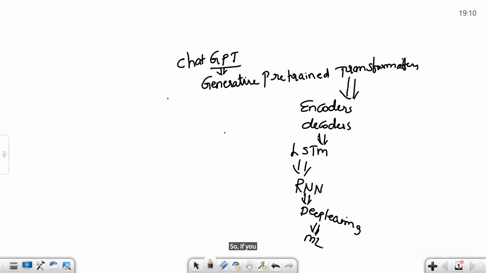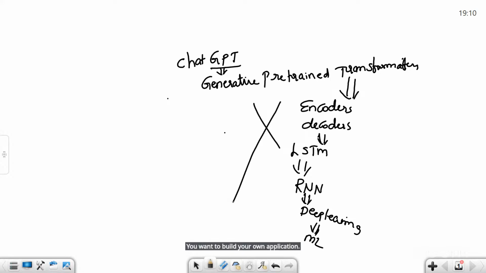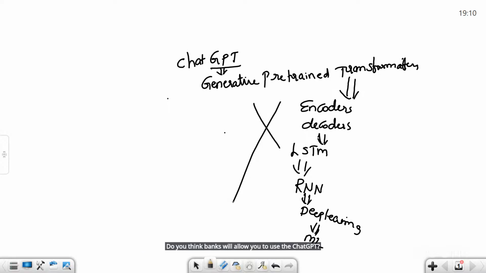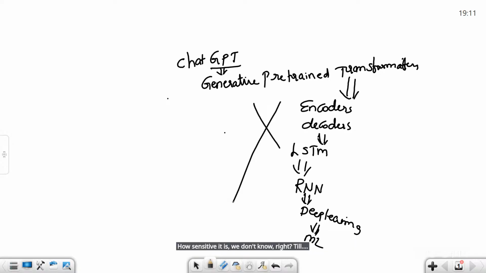If you want to utilize the existing ChatGPT, you don't need all this. But if you want to build your own application, let's say Shiva, you're working in a bank, or Mohan, you're working in a bank. Do you think the bank will allow you to use ChatGPT? No. They ask you to create your own application. Now we have guardrails, so we can use Gen Studio and all, but guardrails ensure no information goes out. It filters. How sensitive the data is, we don't know. Only some set of data is allowed. Are you allowed to give your own data, customer information, to them? No. That's the guardrail.